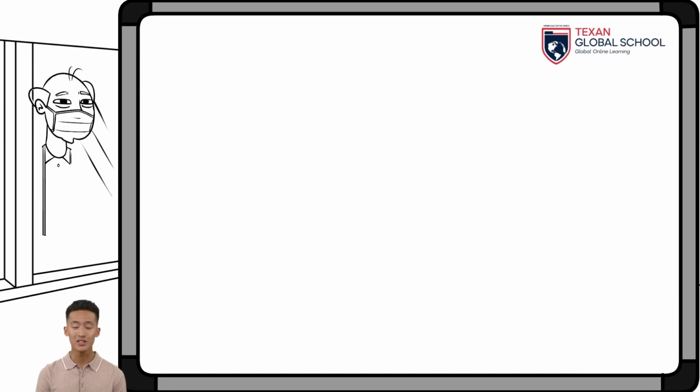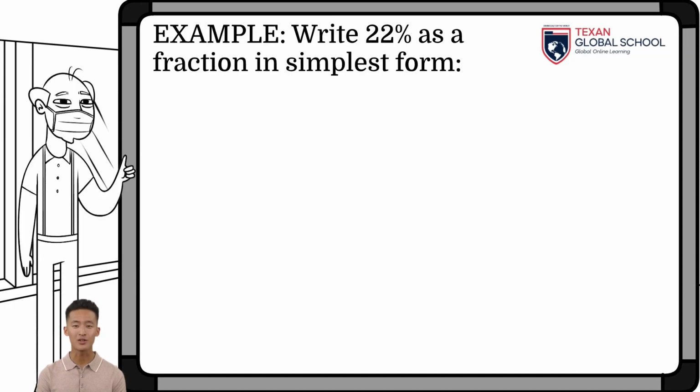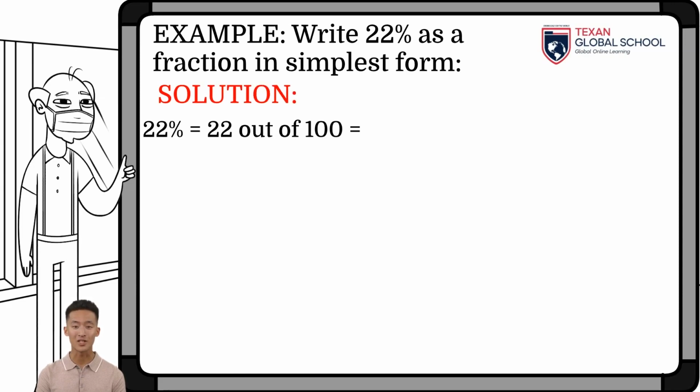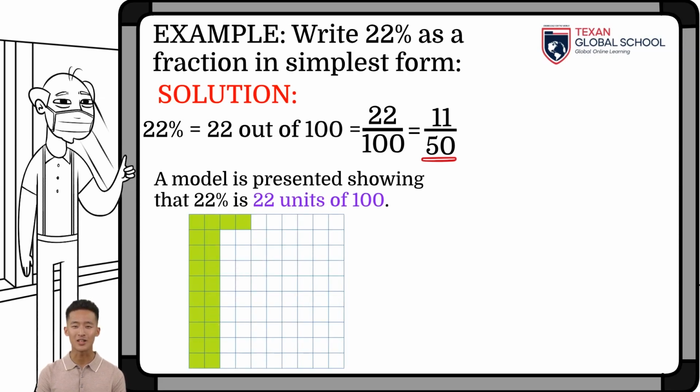Let's see the first example. We will represent 22% in its simplest form. So, 22% means 22 out of 100. As a fraction, it is represented as 22 over 100. And when simplifying the fraction, it is 11 over 50. To represent 22%, let's draw a model with a 10 by 10 square. There are 100 little squares or units. 22% is represented as 22 ones, as shown on the board.